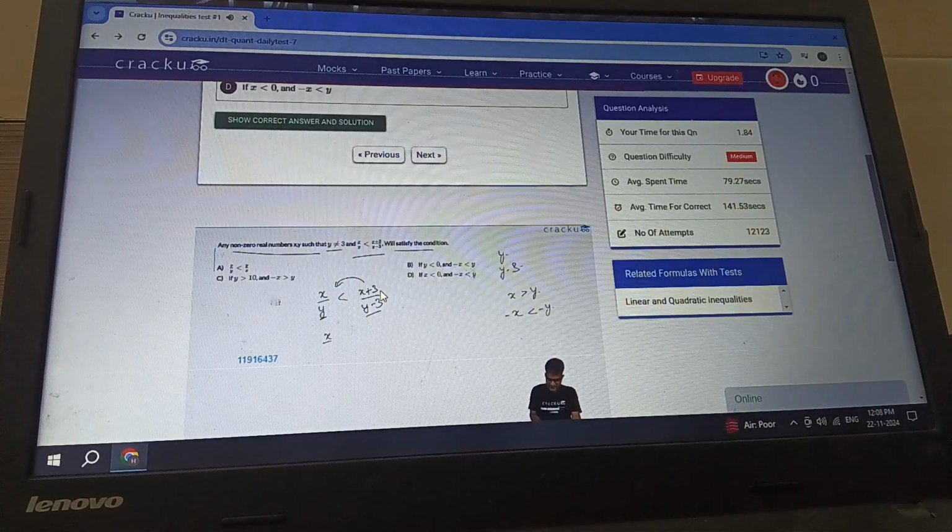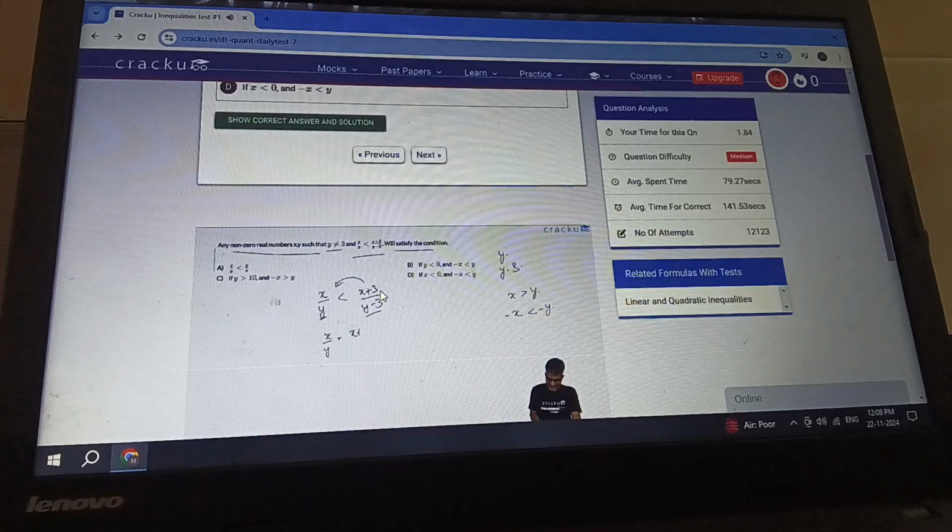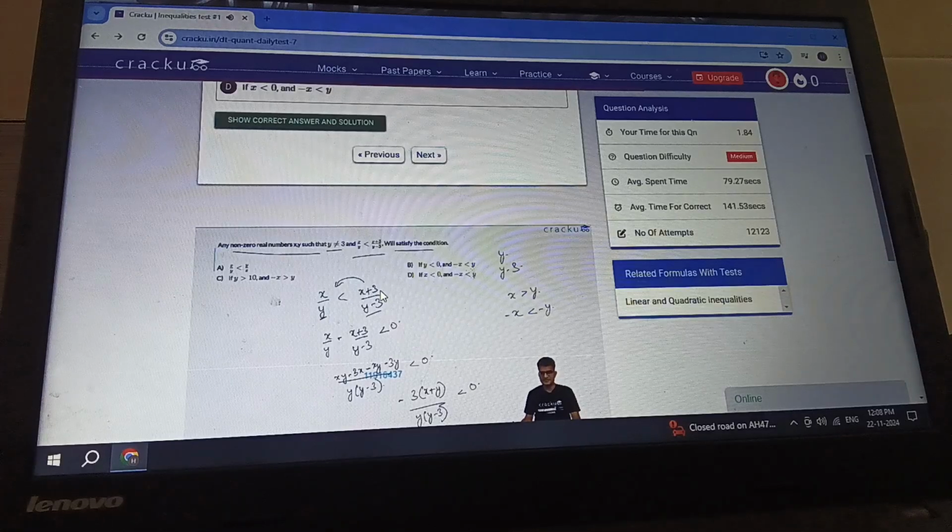So we have x by y minus x plus 3 divided by y minus 3 to be less than 0. Now if you take the common denominator as y into y minus 3, this will be xy minus 3x minus xy minus 3y is less than 0. Or essentially what we have is minus 3 times x plus y divided by y into y minus 3 is less than 0.